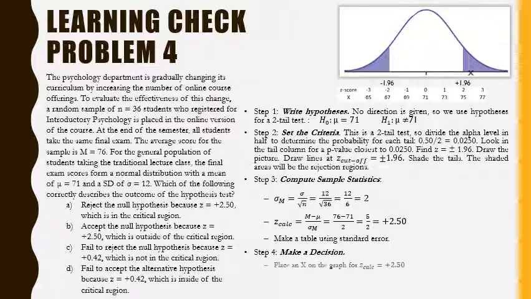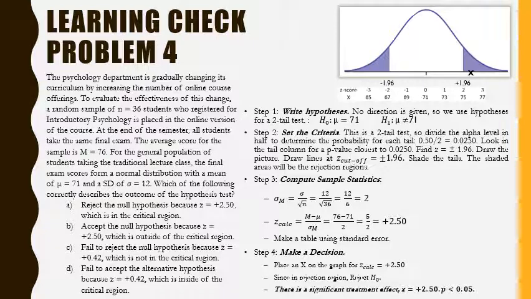Step 4, you're going to make a decision. Place an X on the graph for the calculated z-score you got of 2.5. Since this is in the rejection region, we reject the null. There is a significant treatment effect. Z is equal to plus 2.5. The probability is less than 0.05.